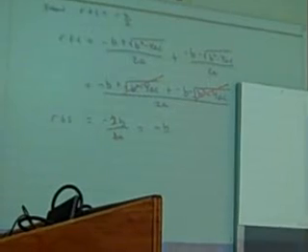What am I left with? You get 2b over 2. What happens to those twos? Cancel. And so I'm left with r plus s equals negative b over a, which is exactly what I wanted to show.